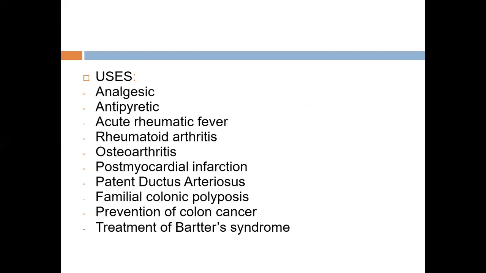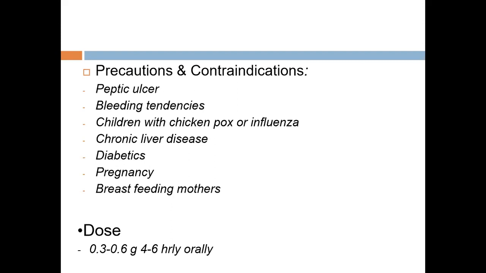It is used as an analgesic and antipyretic, in acute rheumatic fever, rheumatoid arthritis and osteoarthritis, post-myocardial infarction, and patent ductus arteriosus, familial polyposis, prevention of colon cancer, and treatment of Bartter's syndrome. Precautions and contraindications are peptic ulcer disease, bleeding tendency, children with smallpox or influenza, chronic liver disease, diabetes, pregnancy, and breastfeeding mothers. The dose is 0.3 to 0.6 grams every 4 hours, and that is the recommended dose.